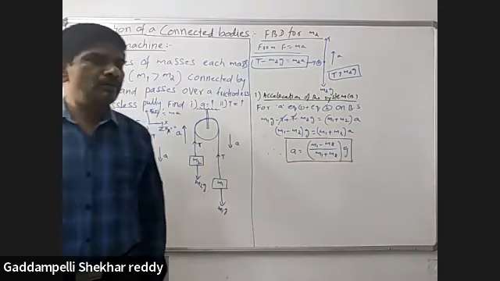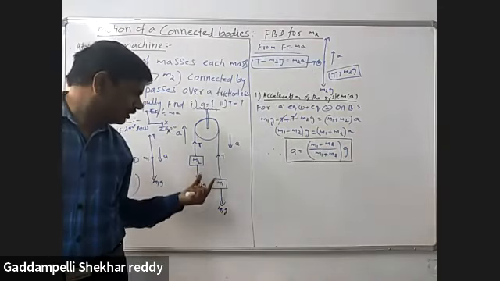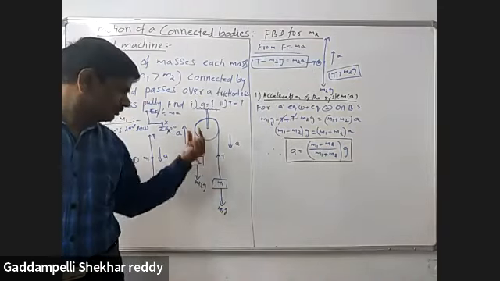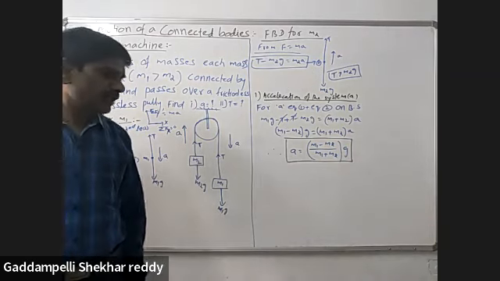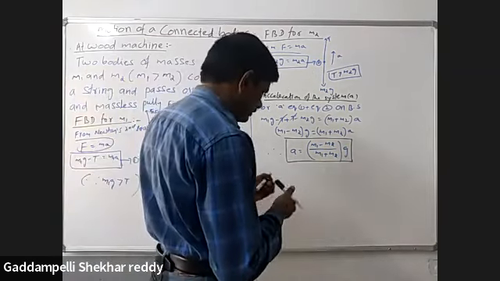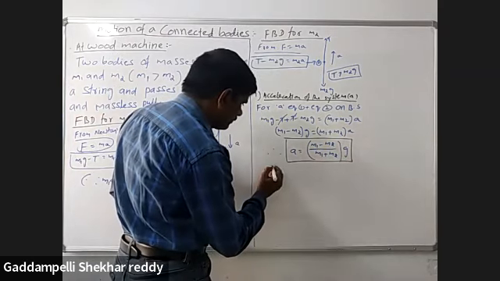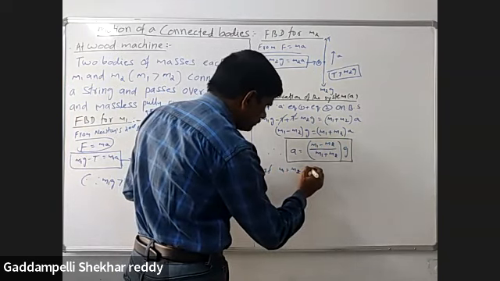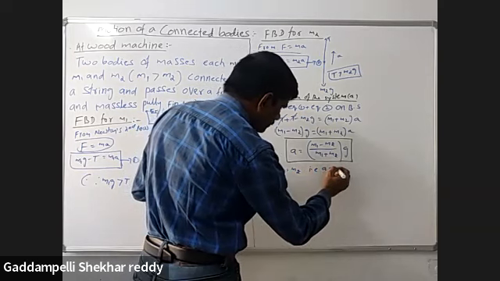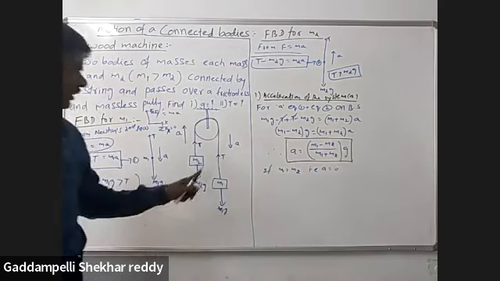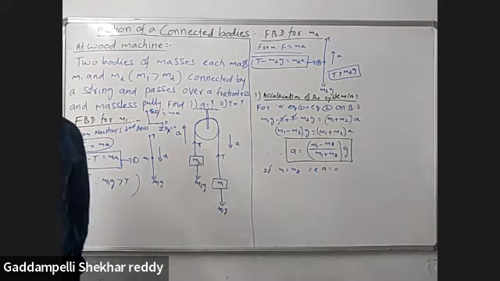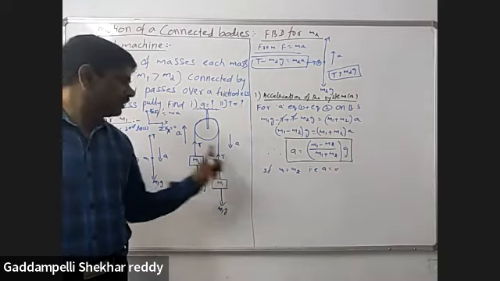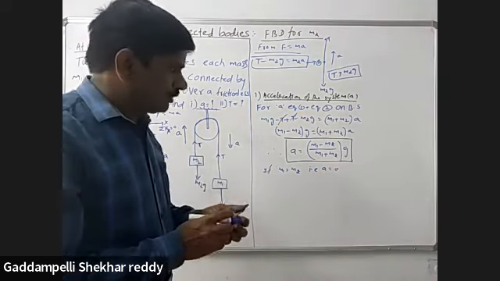Using this formula we find the acceleration of two bodies suspended at the two ends of a string that passes over the pulley. Suppose m1 is equal to m2, then acceleration a is equal to 0. Acceleration 0 means the system is in equilibrium.